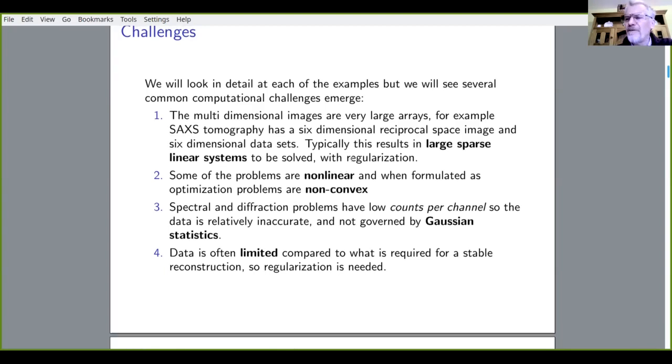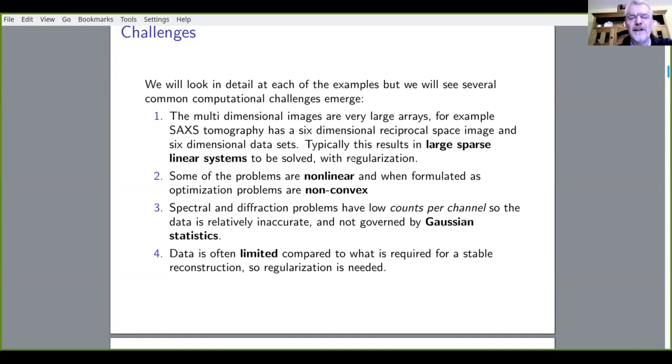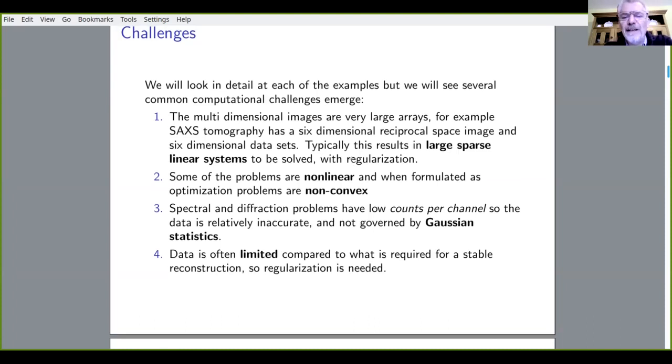The more you have limited data, the more you need to do regularization. Some problems are actually nonlinear, and when formulated as optimization problems, turn out to be non-convex. We'll see that the polarized neutron one is an archetypal example, but it turns out that even ordinary tomography with large sources and detectors is nonlinear. So nonlinearity pops up a lot anyway, which is Felix's question to James: can we do it nonlinear, right?